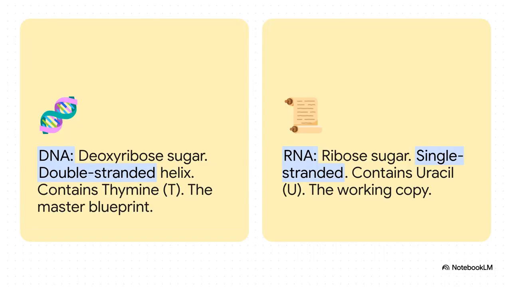So you've got 2 main types of nucleic acids. DNA is like the master reference library. It's a super stable double-stranded helix that's kept safe inside the cell's nucleus. RNA is more like a working photocopy. It's a single strand that carries a specific set of instructions out from the DNA to the parts of the cell that actually build the proteins.